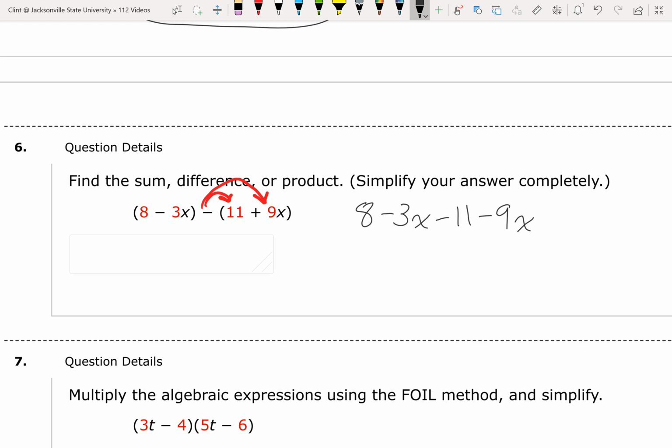And then we just want to combine like terms. So here we've got negative 3x, negative 9x. That will give us negative 12x. And then we have positive 8 minus 11. It gives us negative 3. So negative 12x minus 3. That's what we get when we find the difference, when we subtract here.